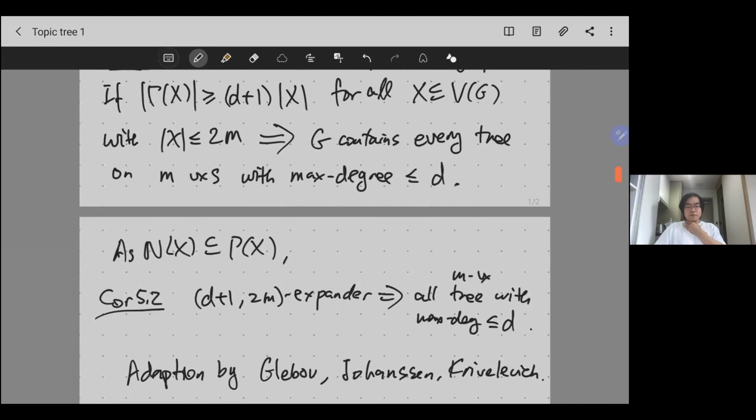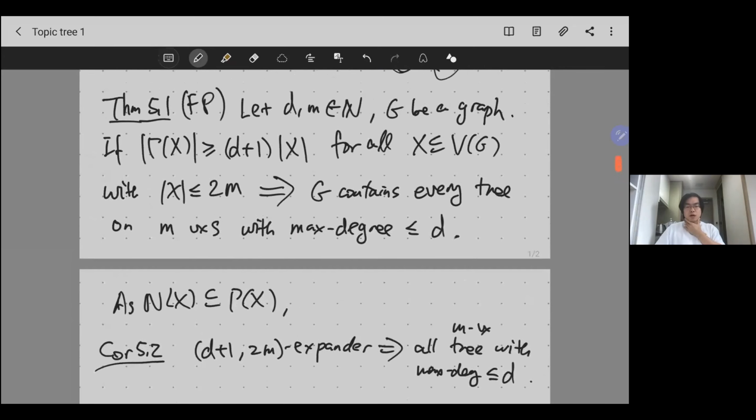So for the proof of 5.2 or 5.1, in one sentence, the proof is kind of natural, okay? What we do is kind of a strong induction, meaning that using the expansion property and given a bounded degree tree on m vertices, we will embed this tree one vertex at a time until we finish the embedding. Okay, just one vertex at a time. We add one leaf at a time and finish it.